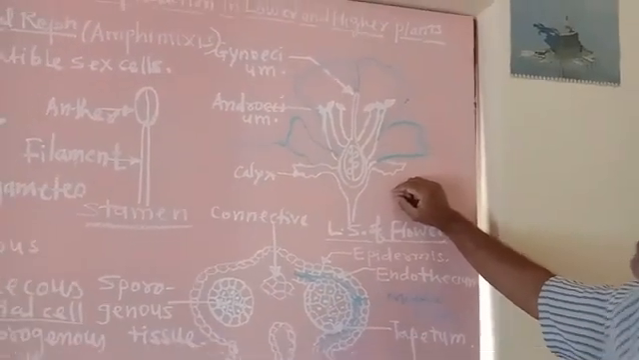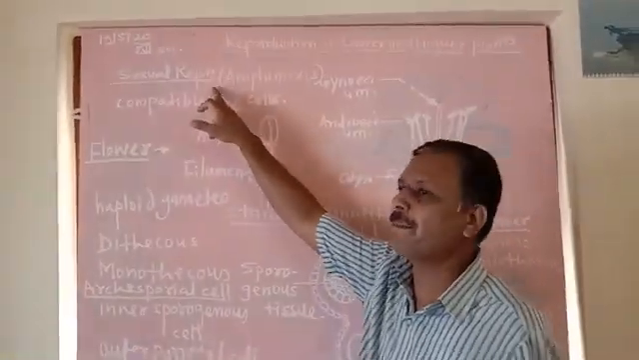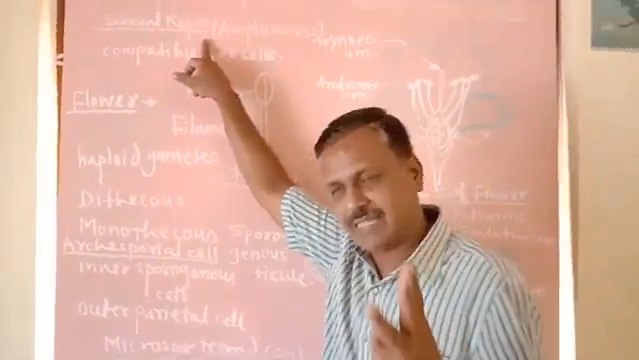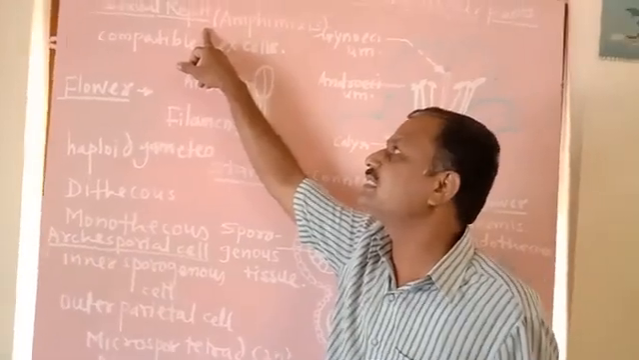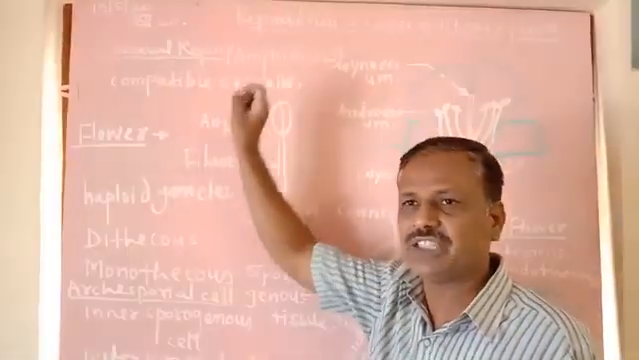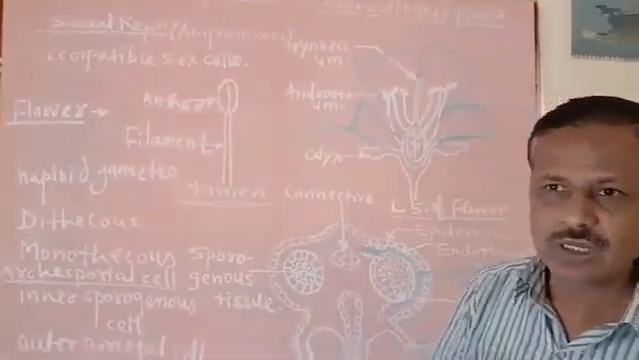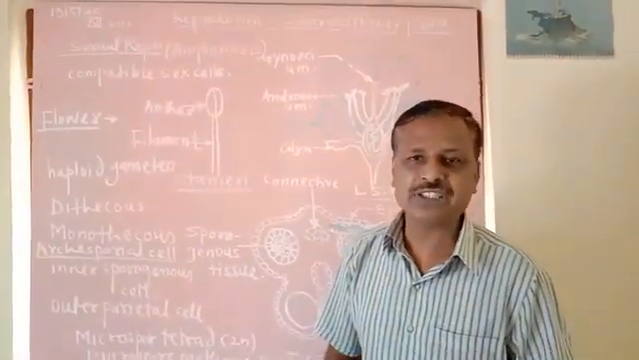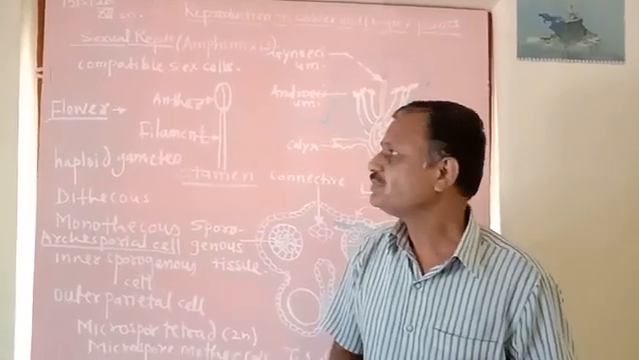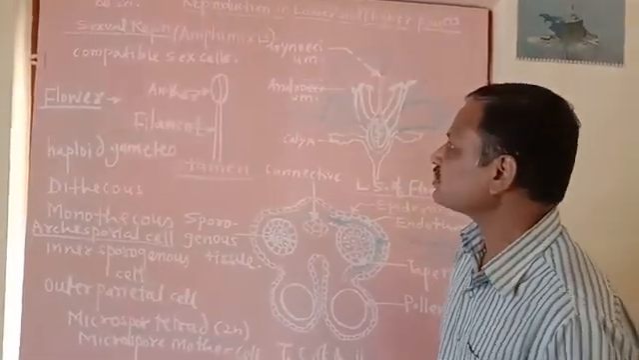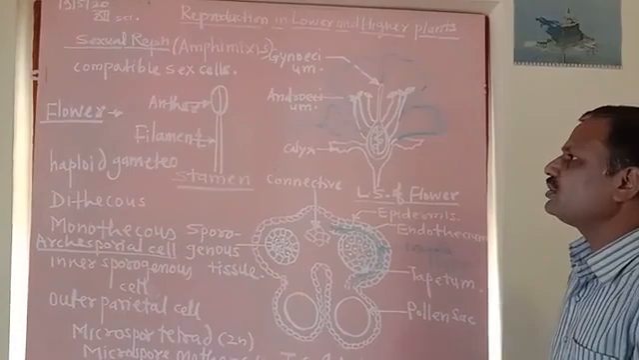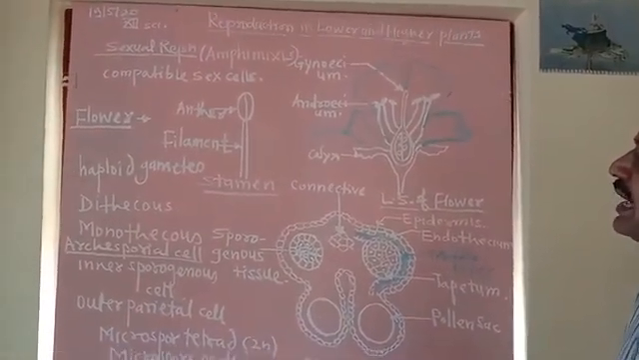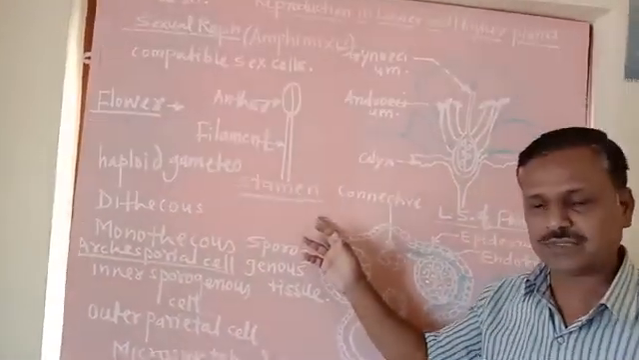Thus, the process of sexual reproduction has been divided into three main phases: pre-fertilization phase, fertilization phase and post-fertilization phase. Now, we are going to discuss the definition of flower and the structure of stamen.